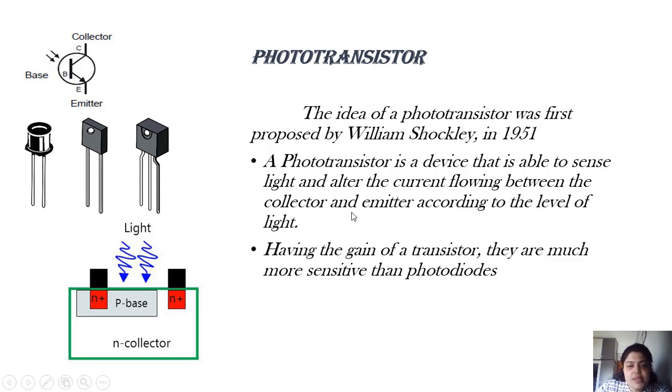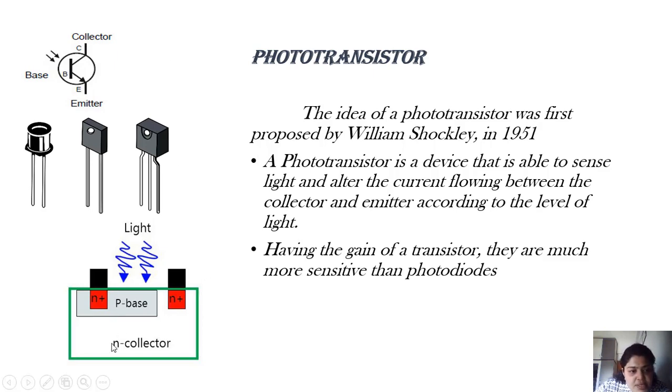So a phototransistor is actually a device which will sense light, and it will alter the current between collector and emitter in response to the light. A photodiode will only give you current. This will actually give you voltage and current both. Having the gain of a transistor, they are much more sensitive than photodiodes, right? Because the current flowing between the collector and emitter changes, so the voltage also changes. So we get current and voltage both, whereas in a photodiode, we get only current.